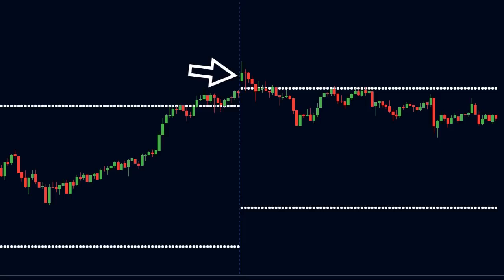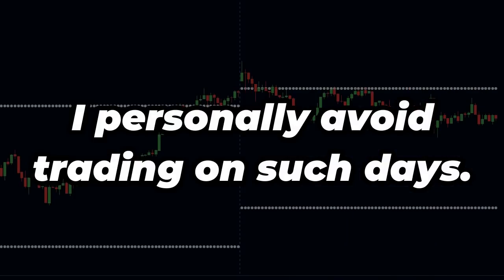The price has opened at an extended price. We do not know how the market participants will react to the new price. So the price can go in any direction. I personally avoid trading on such days, and I recommend you to do so as well.